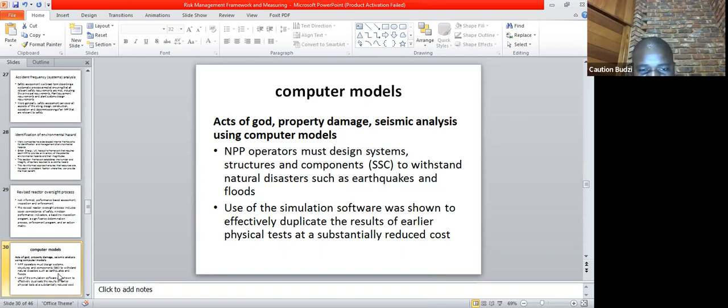So these simulation methods will, of course, suggest risk management strategies with regard to their findings. So they will recommend some risk management strategies.